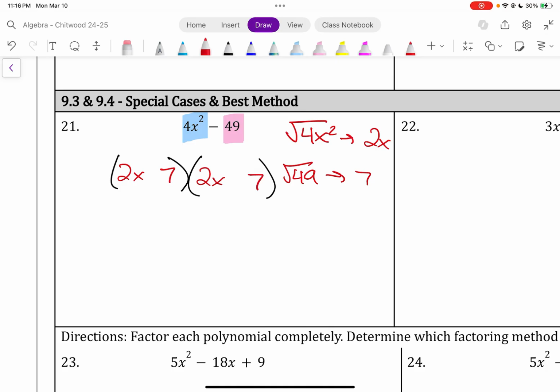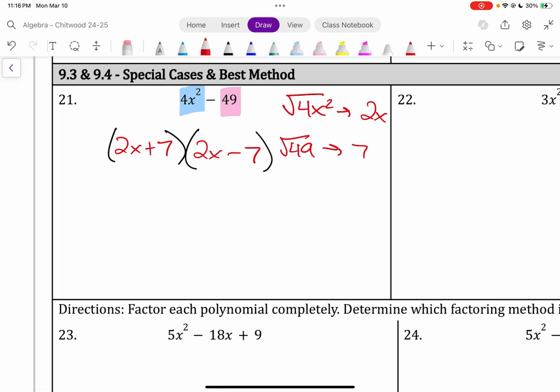Difference, that means I'm subtracting, but I have to think what factors multiply to give me negative 49, but add to give me 0. That means one has to be positive 7 and negative 7. So that means I have 2x plus 7 and 2x minus 7. That's DOTS. Starts small, ends up big.